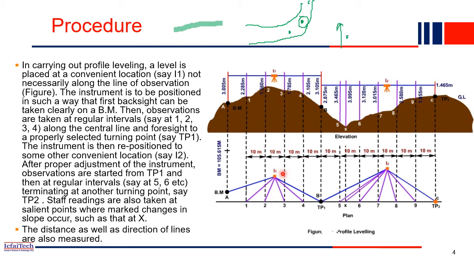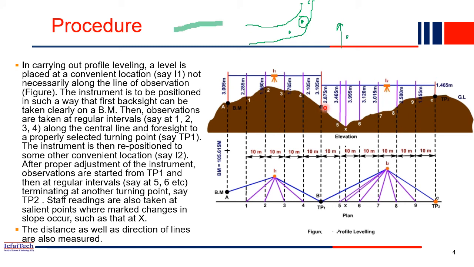For example, this one is L1. See, L1 is not in the same line. You keep it at some distance, because the land where we keep our instrument should also be uniform. This distance also we have to measure: from L1 to A the horizontal distance, and from L1 to station 1 this distance. Like that, you can record this distance also.